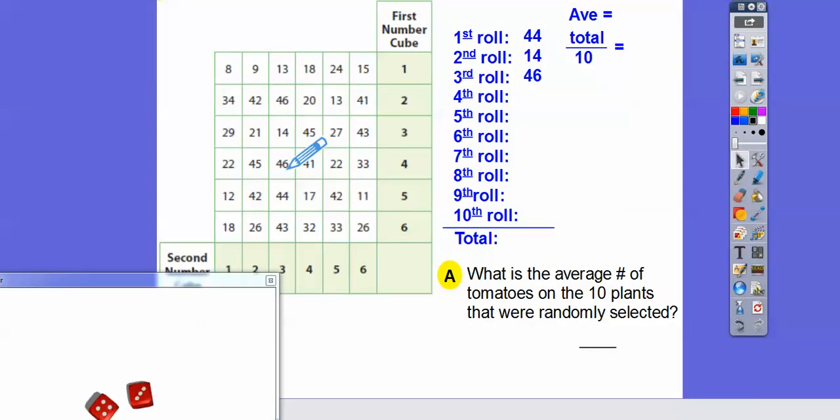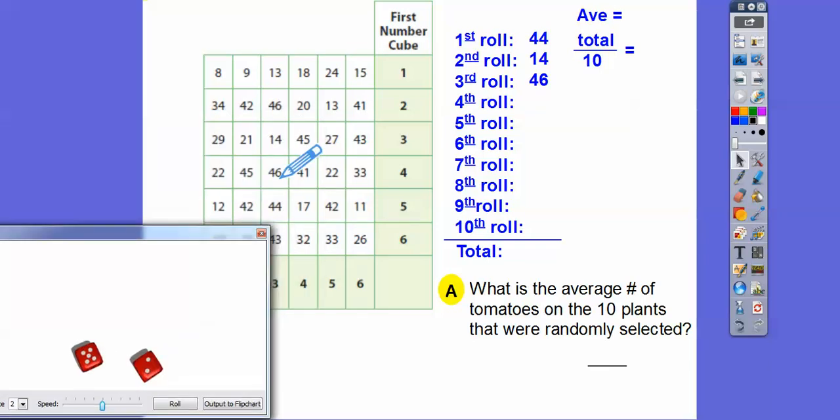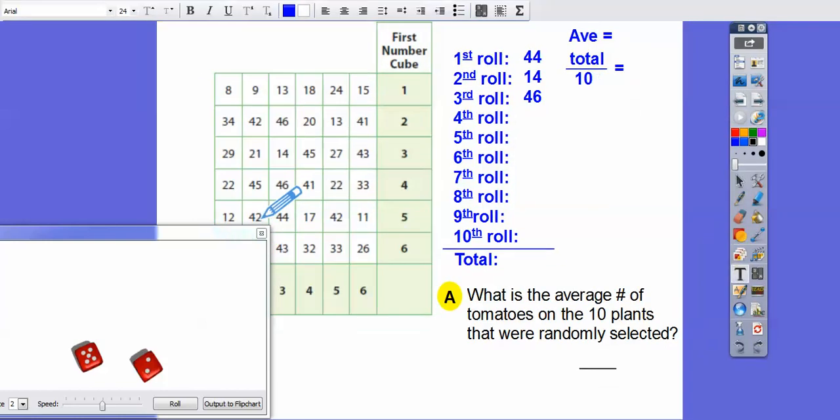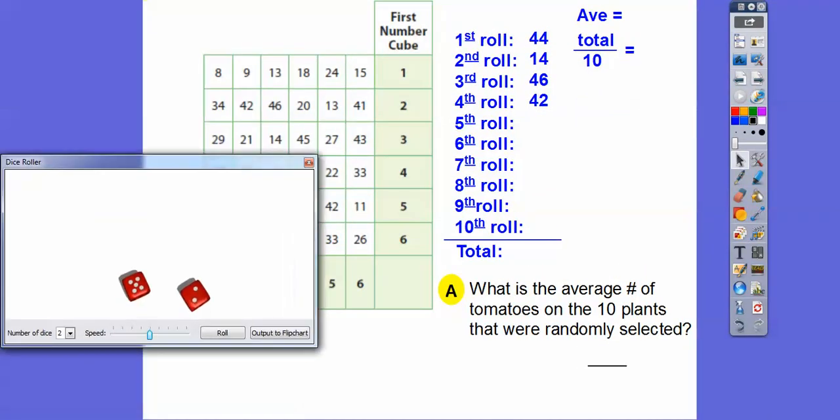So the next one is 5 and 2, so column 5, row 2, and that is 42. So I'm going to put in 42 right there. Sorry for the delay. Usually I have this all pre-programmed, but if you guys have dice in the class, you could do this also, because everybody's going to have a different number.